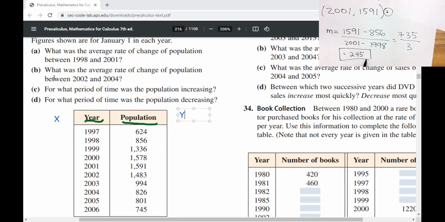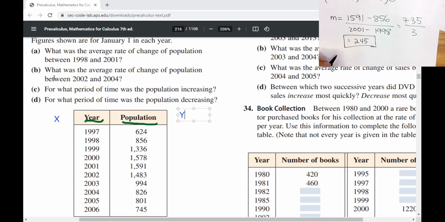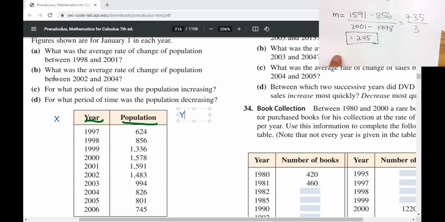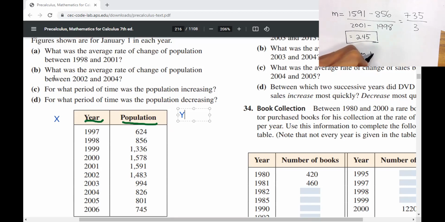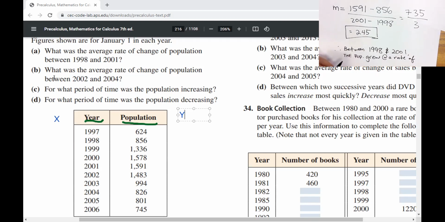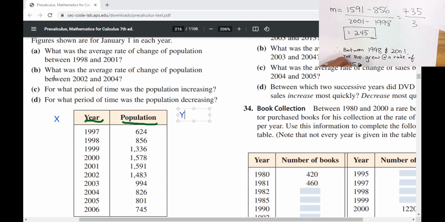Because this number is not just a number. It represents something. And we have to write out what it represents. Therefore, you guys know these 3 dots means therefore. Between 1998 and 2001, the population grew at a rate of 245 people per year.